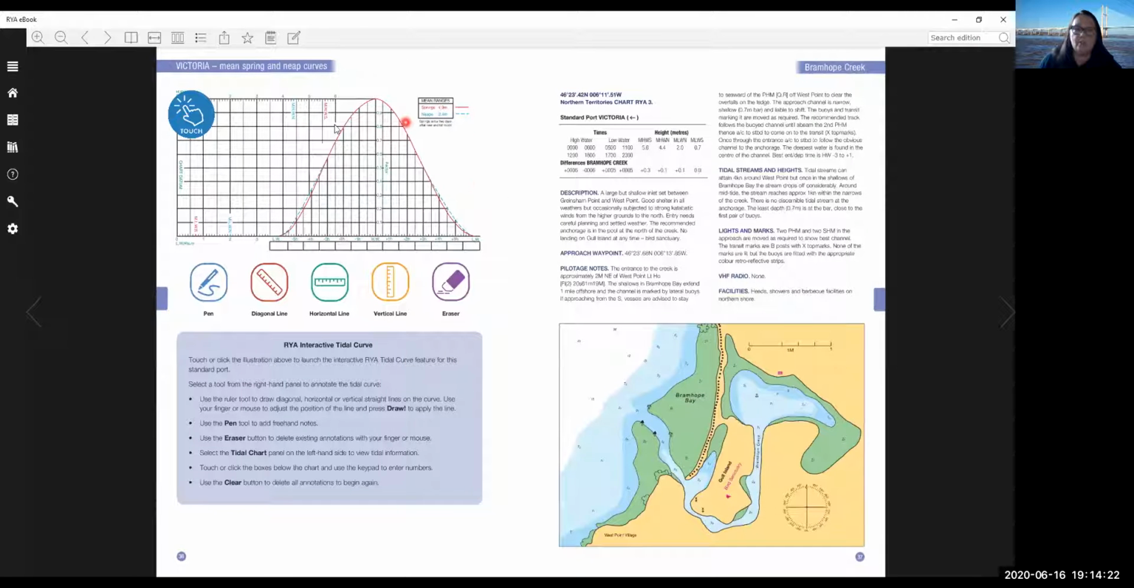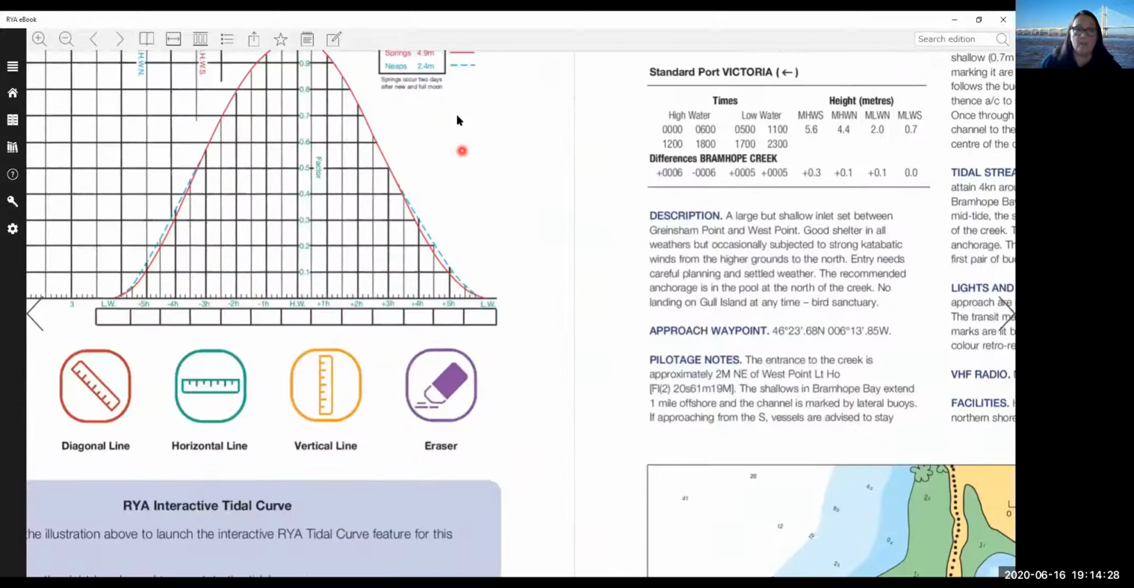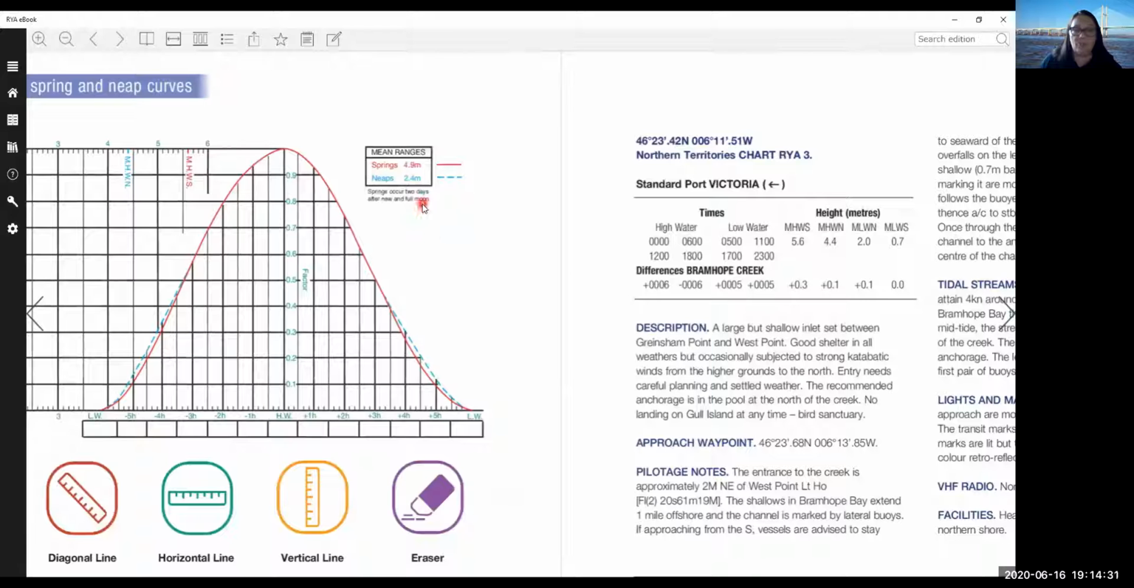We're also going to use the tidal curve, but not from a tidal curve perspective of putting the lines on the charts. What we're interested in is this little box here, at the top of our tidal curve, which gives us the mean ranges. For everything that we calculate, we need to know whether it's a spring day or a neap day, because our tidal curves and our tidal atlases are done for average springs and average neaps.